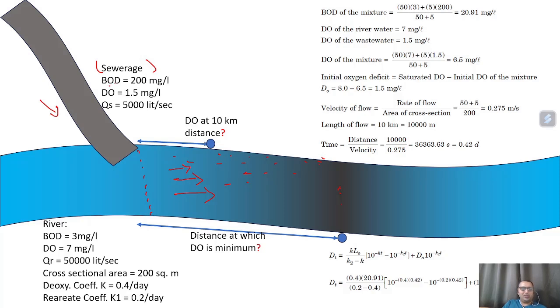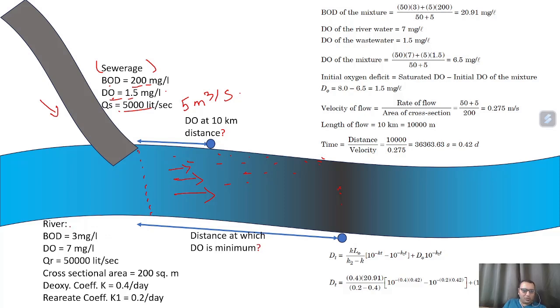So BOD of this sewerage is very high, that is 200 milligram per liter. And so this is a waste flowing from a city side or urban side. So definitely the BOD is very high, and hence the DO is less, that is 1.5 milligram per liter. It is flowing at this rate, say 5000 liter per second, or you can also say 5 meter cube per second.